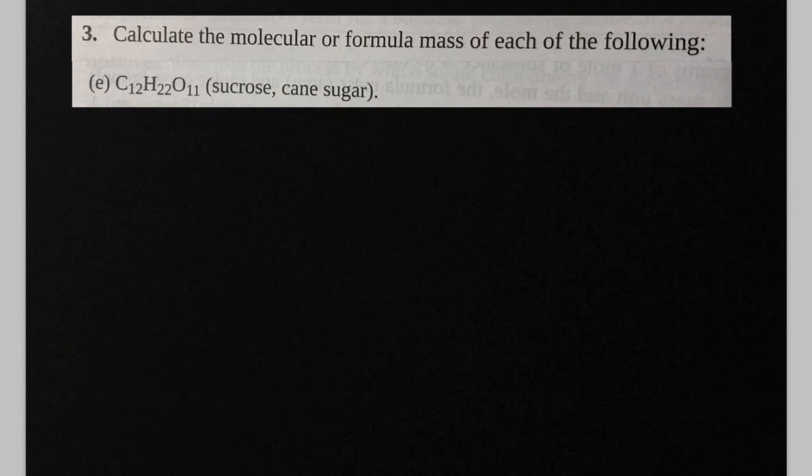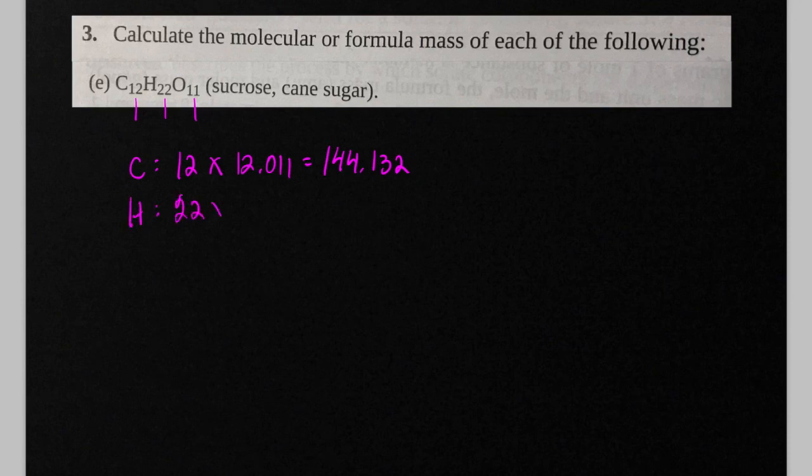Sucrose, that's the active substance found in sugar. Or we just sometimes call it table sugar. So we've got 12 carbons, 22 hydrogens, and 11 oxygens. So these will be quite large numbers here. And the molar mass, or the formula mass, or the molecular mass of this compound, it's going to be quite large. Okay, so for carbon, we have a total mass of 144.132 AMU from all those carbon atoms.